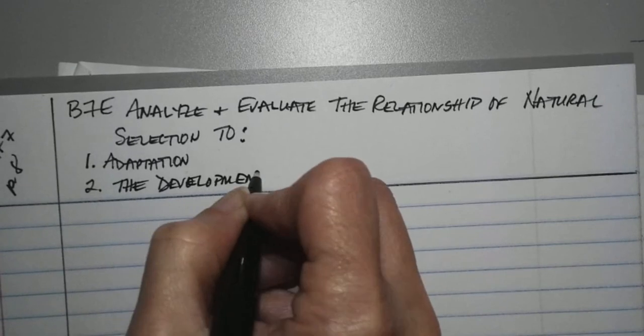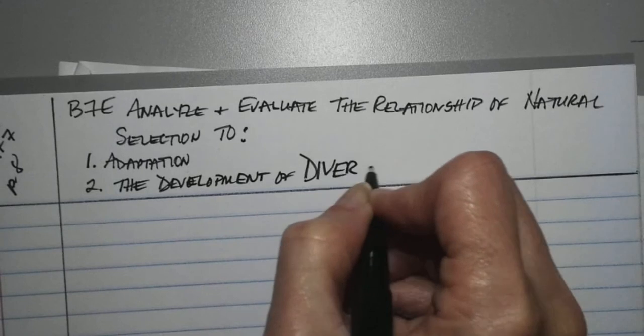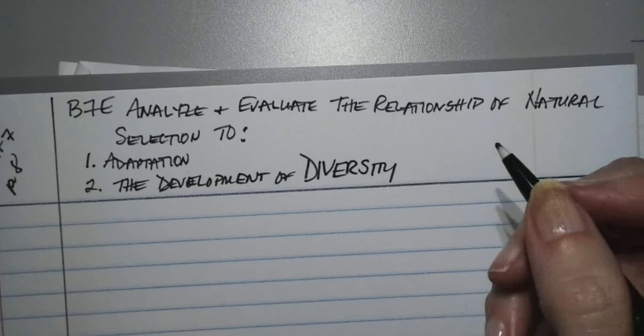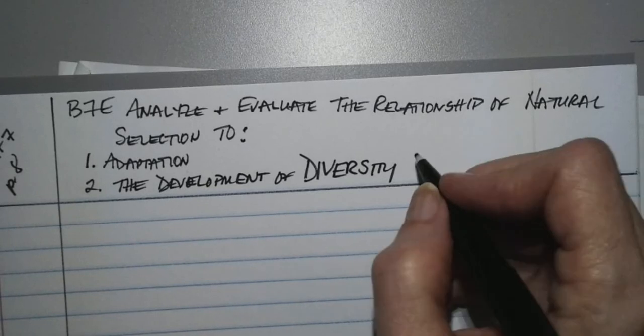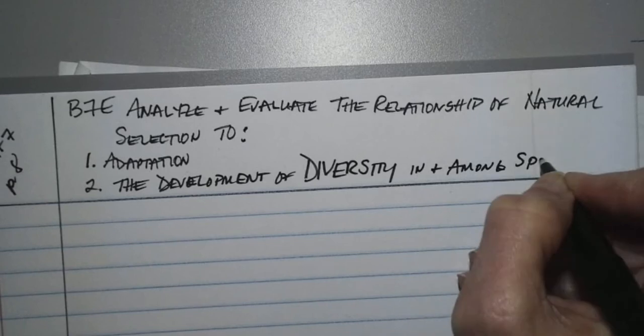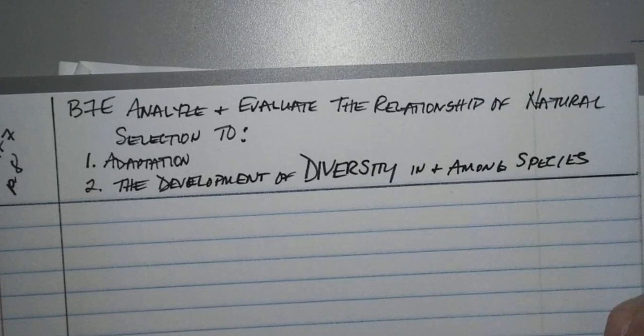Okay, here's the big word, diversity. That's the one you're looking at. How is natural selection related to the development of diversity in and among species? So within a species, how is natural selection dealing with it? How does it create diversity? And between species, how does it create diversity here?